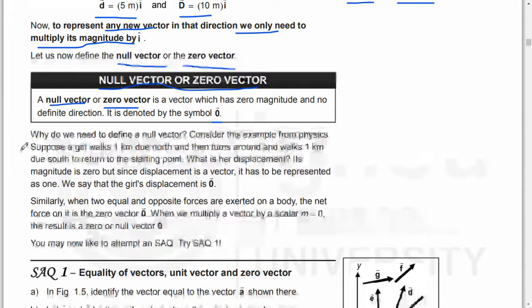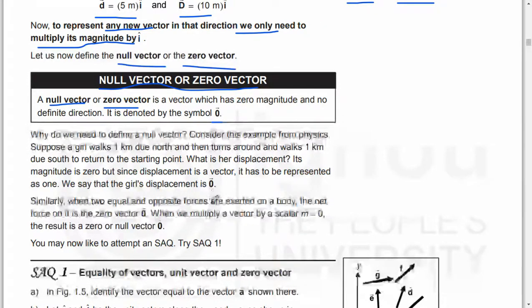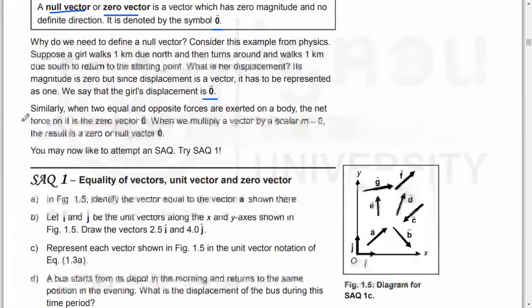Consider this example from physics. Suppose a girl walks 1 kilometer due north and then turns around and walks 1 kilometer due south to return to the starting point. What is her displacement? Its magnitude is 0, but since displacement is a vector, it has to be represented as a vector. We say that the girl's displacement is the zero vector. Similarly, when two equal and opposite forces are exerted on a body, the net force on it is the zero vector. When we multiply a vector by a scalar m equal to 0, the result is the null vector, 0.